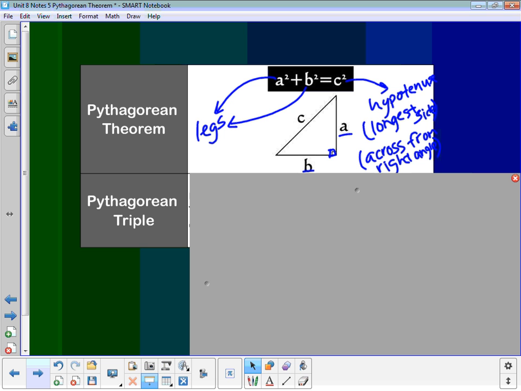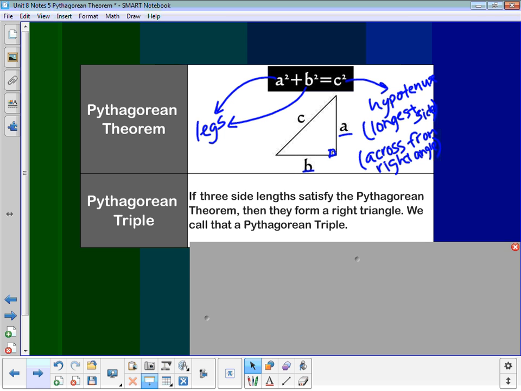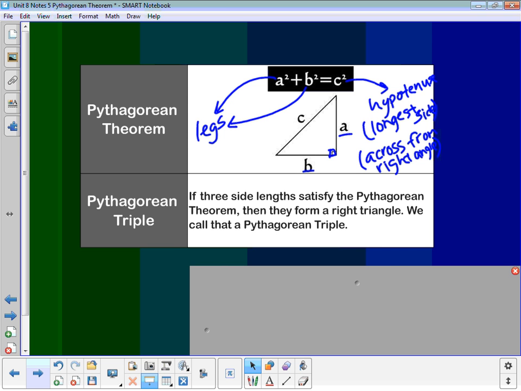Now, a Pythagorean triple: if we're given three side lengths and we put them into the Pythagorean theorem and they satisfy it, it works, then they form a right triangle. We call that a Pythagorean triple. And we'll take a look at some examples of what that might look like.